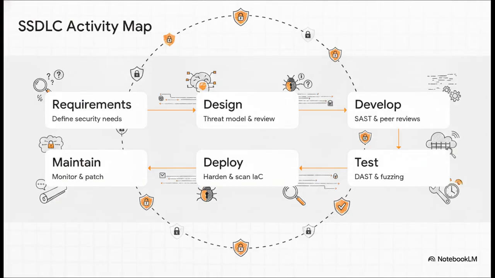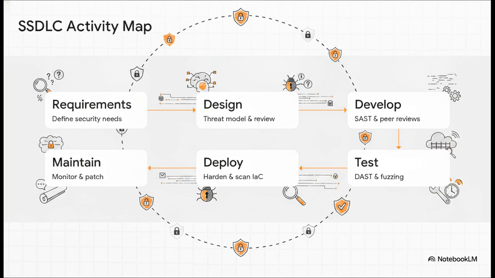So this perfectly illustrates our activity map. It's a strict 6-phase pipeline. And the goal? We are going to systematically inject security protocols into every single step, from the initial requirements all the way through to maintenance. We are absolutely abandoning that old, painful idea of bolting security on at the very end. Instead, we're building a continuous life cycle where security is a native feature of every stage.